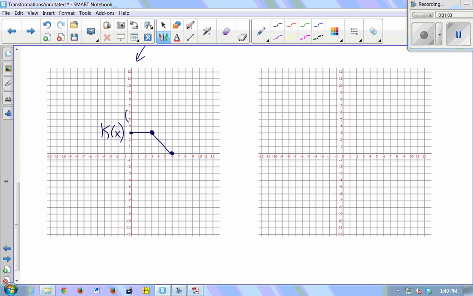So let's just look at my key points here. I've got (0, 3), (3, 3), and (6, 0). 3 key points. I'm going to move them according to each rule that I did. So if I want to move right 1, I should add 1 to each x coordinate. So I'm going to have (1, 3), (4, 3), and (7, 0). So I just shifted the whole graph 1 to the right.